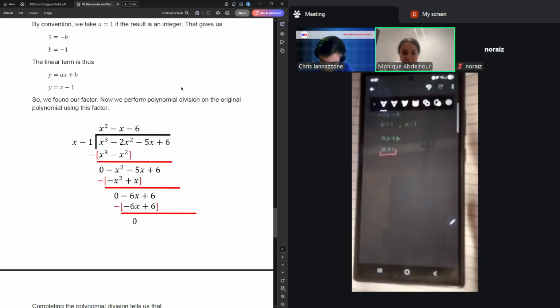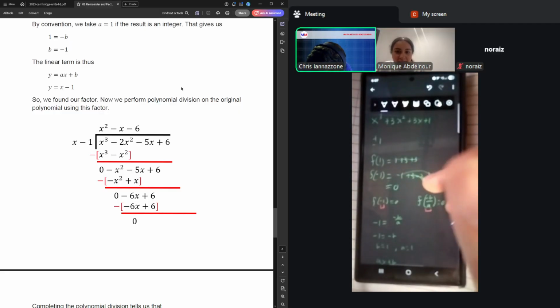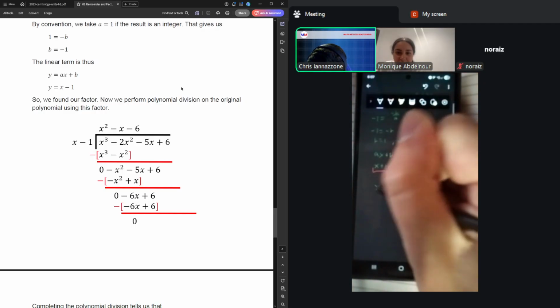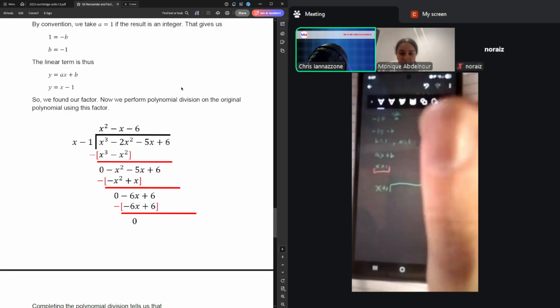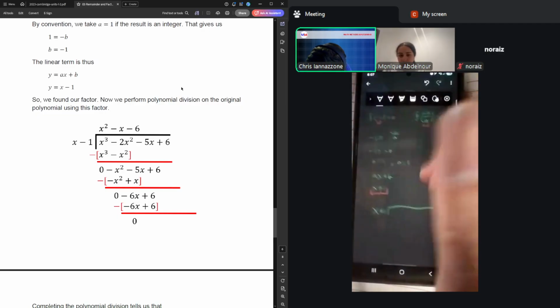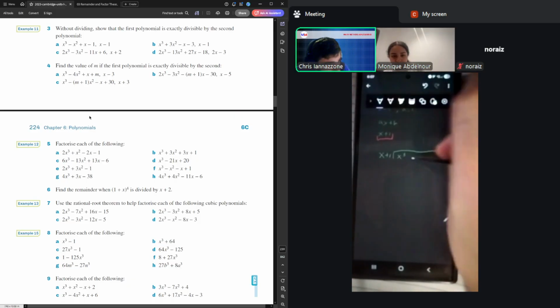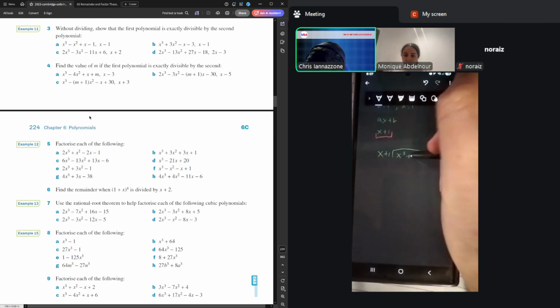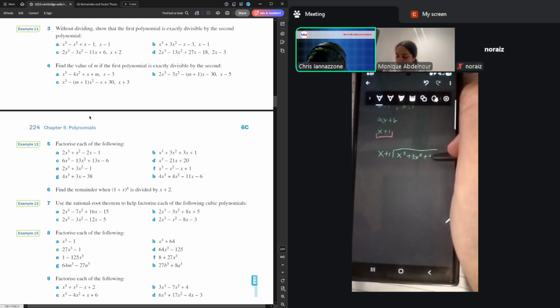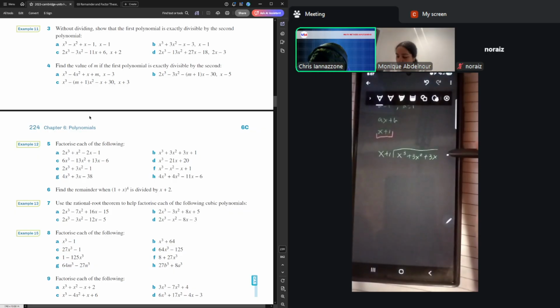You can blitz through it. Cool. Okay. So we got our x plus 1 here. Then we got, actually I should probably just look at the screen share instead. We've got x cubed plus 3x squared plus 3x plus 1.